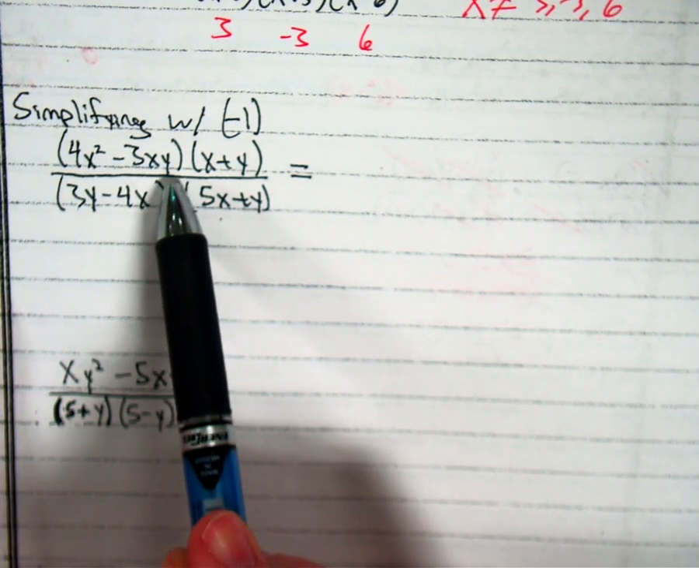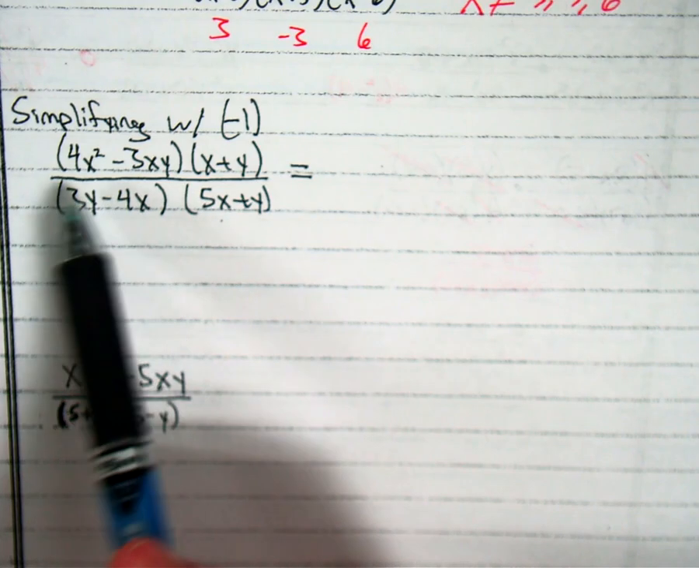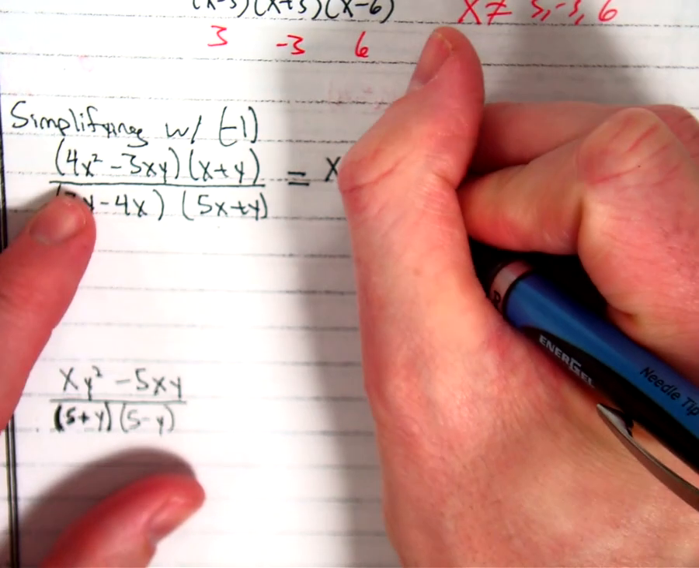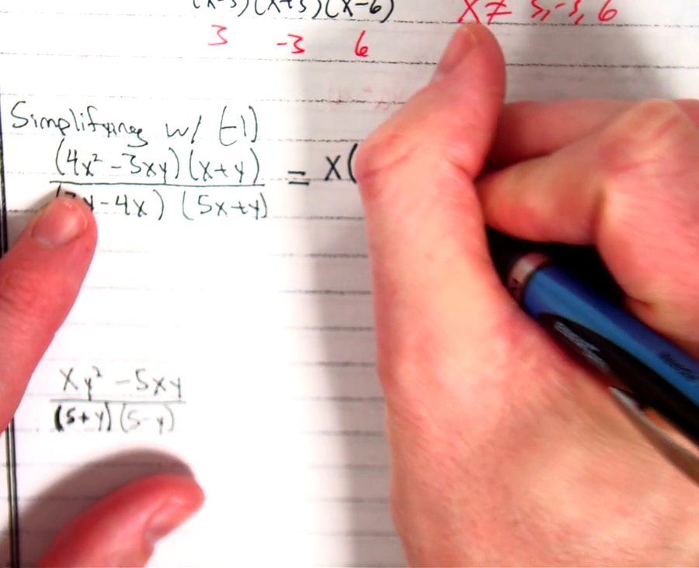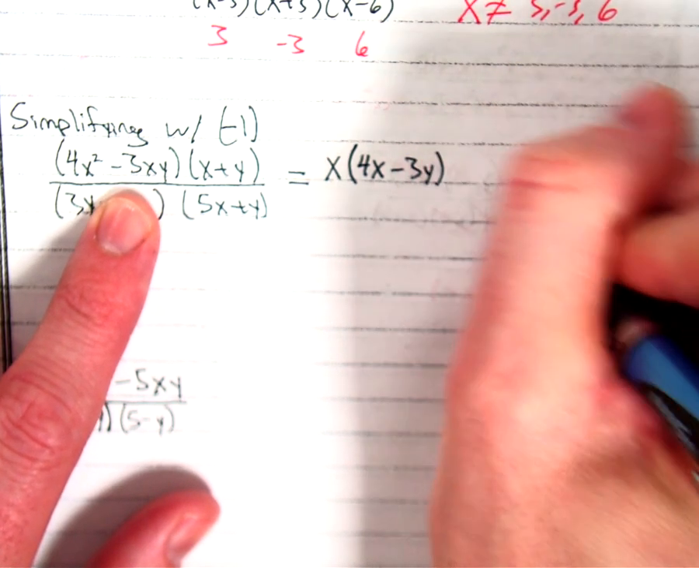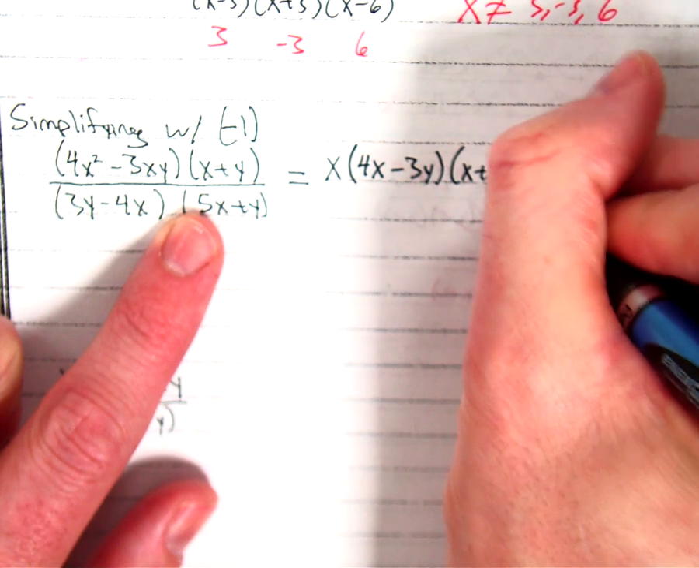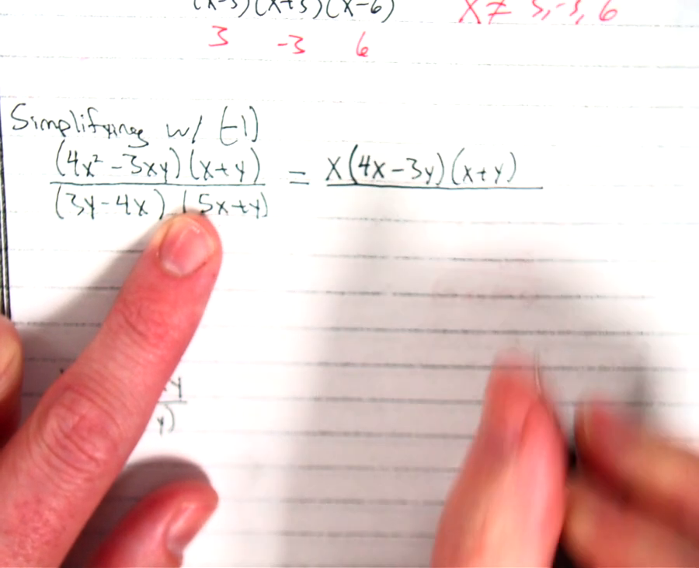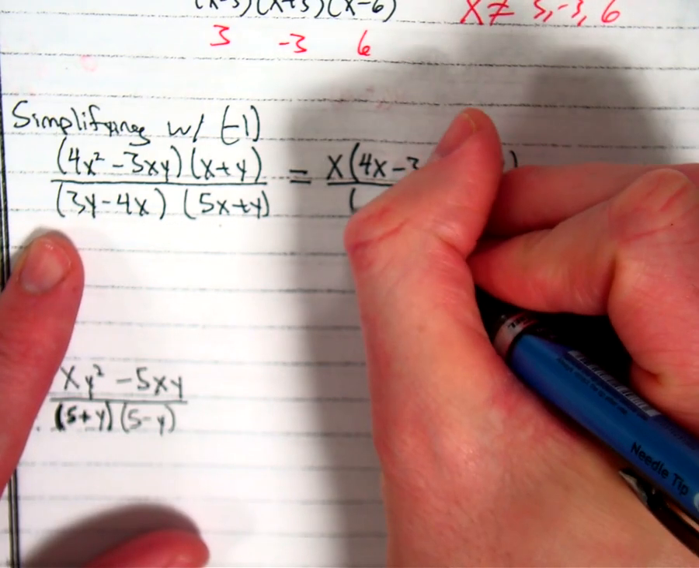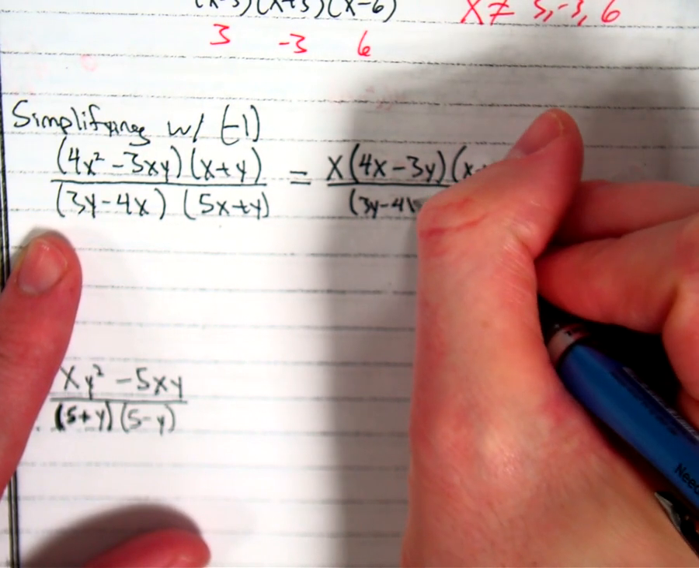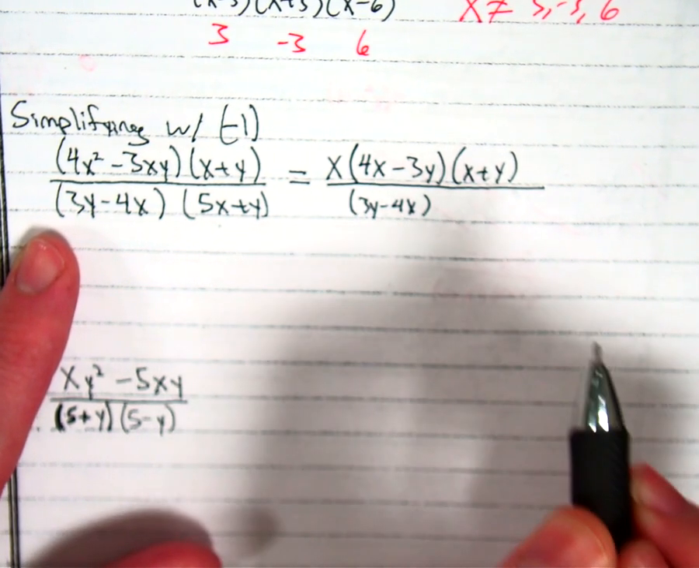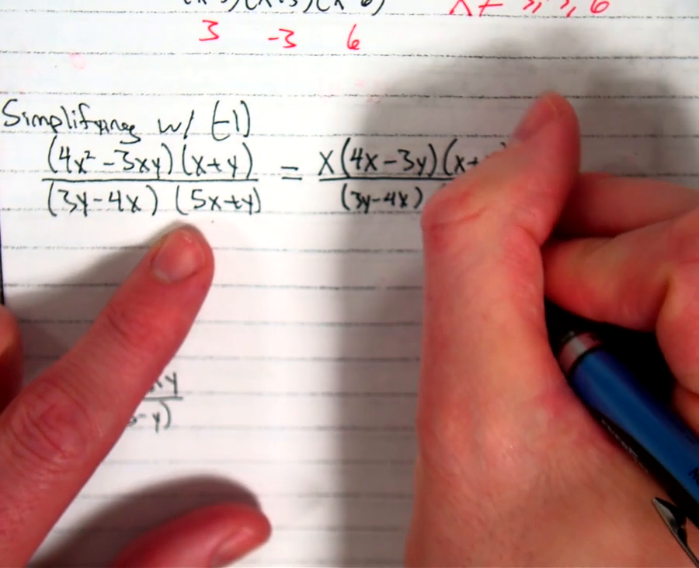What can I pull out of the first one? Well, there's an x in both parts of the first one, so we take an x out in front. And we'll have 4x to the first now, because I took one of them out, minus 3y. And then we have x plus y. Across the bottom, we have our 3y minus 4x. Very close. Not quite the same, just a little bit. See how they're just spun around the minus sign? And that's what this special case is going to be about.